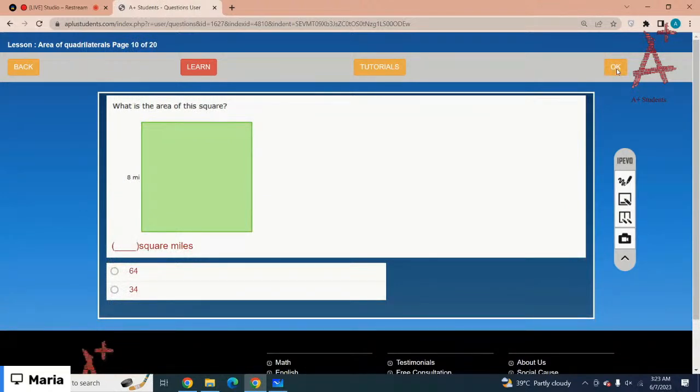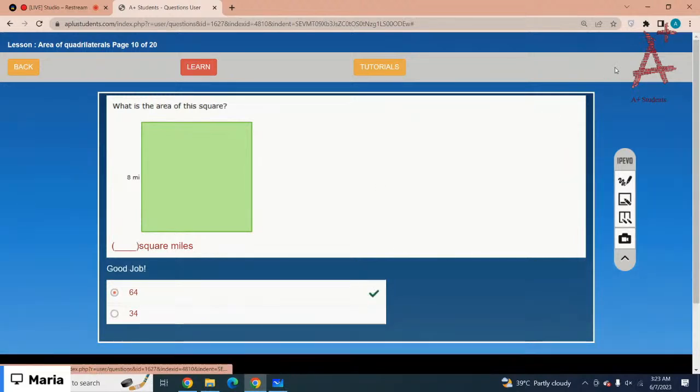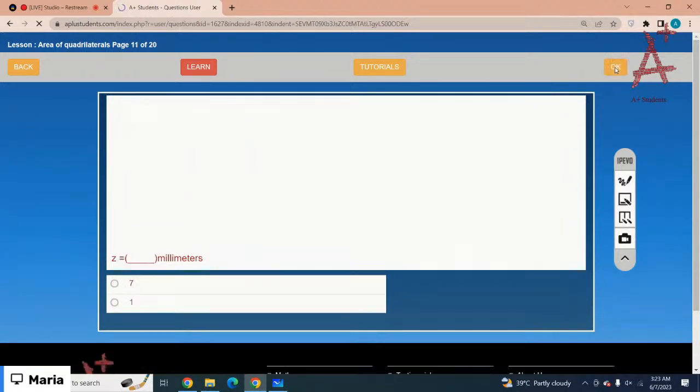What is the area of the square? You have to do side times side. That would be 8 times 8, and that equals 64 square miles. Got it? Okay, you can complete the rest of the questions by yourself later today.